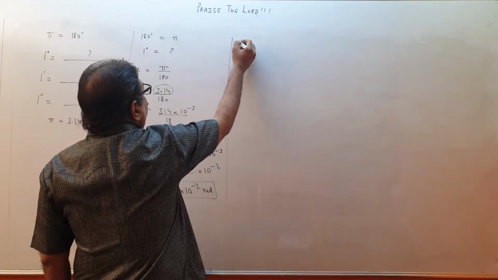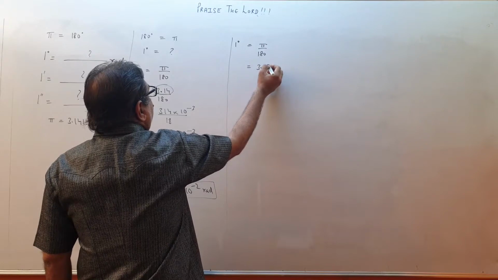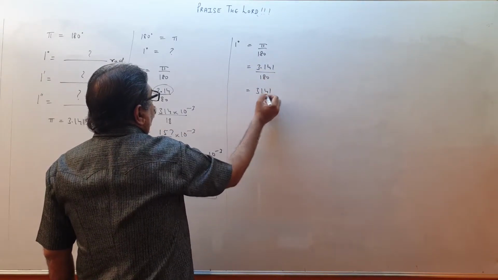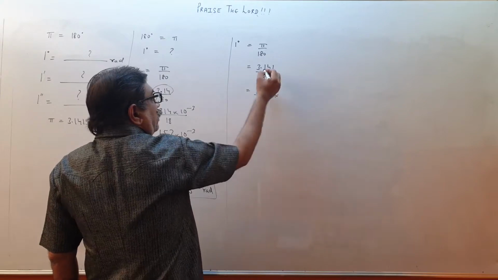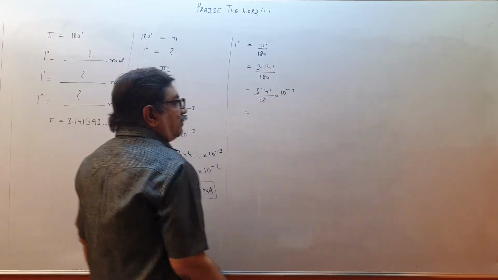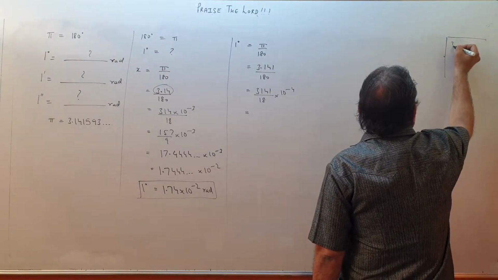I can get 1 degree as pi upon 180. That will be 3.141 upon 180. So 3141 upon 18. 3 decimals from here, 0 from here, 10 raised to minus 4. And let us divide 3141 by 18. So I do it like this.